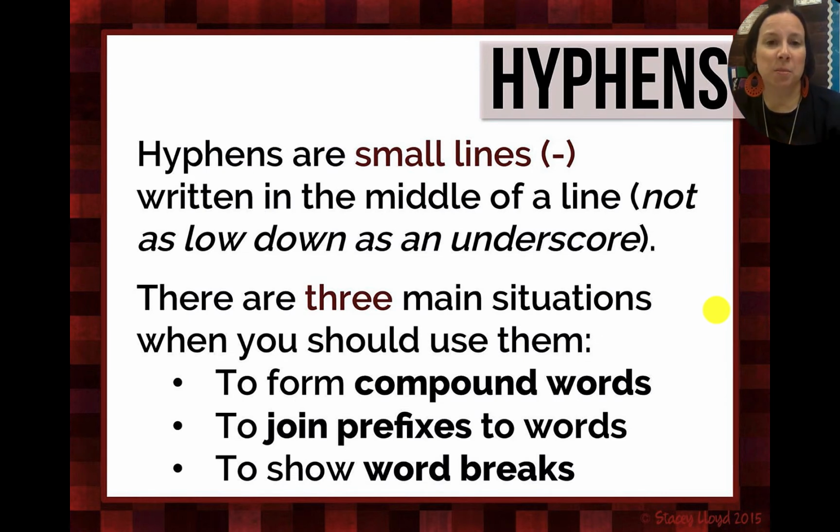A hyphen is the small line written in the middle of a line. It's not as low as an underscore. There are 3 ways you use it: to form compound words, to join prefixes to words, and to show word breaks. I'm going to tell you this word breaks thing, you as junior high kids should probably never use, because the word breaks is going to be like if you're writing on a line, okay? You guys don't turn things in on paper, but I guess you might in social studies and science. But for me, you type everything, and so word breaks don't happen when you are typing.